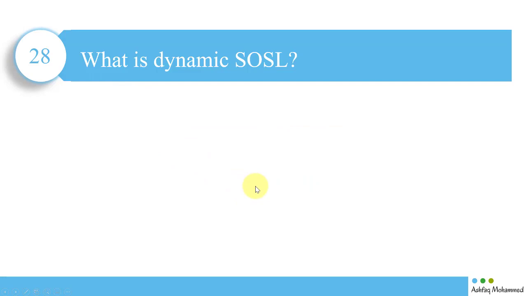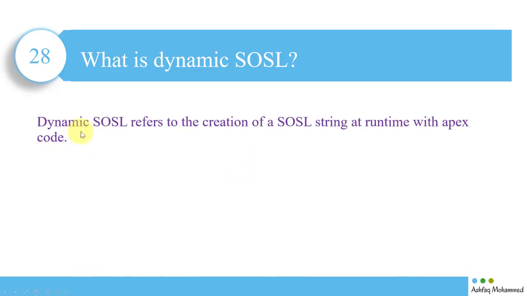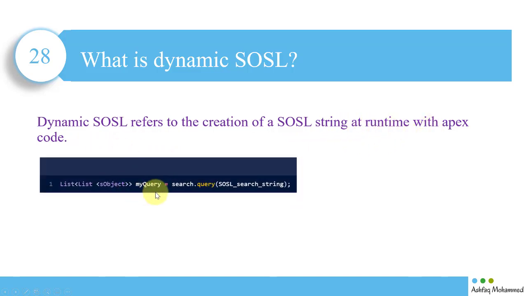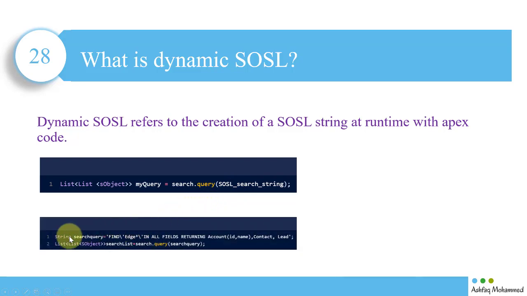Okay, so what is dynamic SOQL? The earlier one was SOQL, and this one is exactly the same, but it is dynamic. Dynamic SOQL refers to the creation of a SOQL string at runtime with Apex code, right? So here also we are creating that query dynamically. We are not giving it upfront based on multiple if and else conditions; we will be creating the query dynamically. Okay, so this is also an example, right? From search, find, in all fields, returning account, and so on and so forth. Then we can write the search.query.